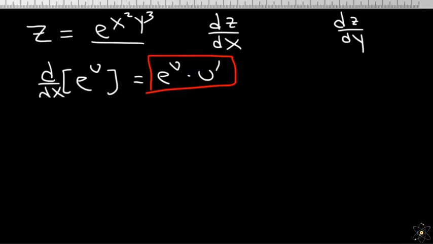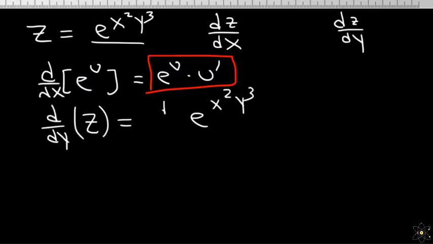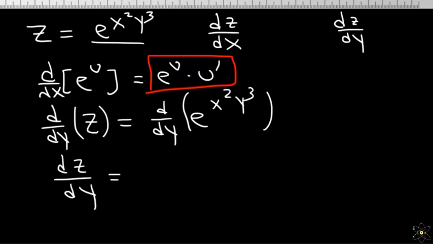Now let's find dz dy. So if z is equal to e to the x squared y cubed, let's differentiate both sides with respect to y. So you can represent it using the symbol d over dy. So on the left, we're going to have dz dy, and on the right, it's going to be the same thing, e to the u, which is e to the x squared y cubed, times the derivative of x squared y cubed.